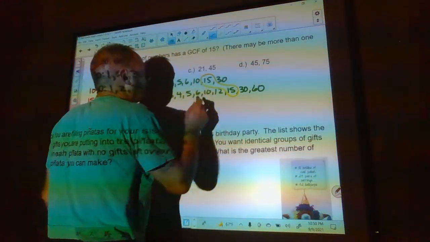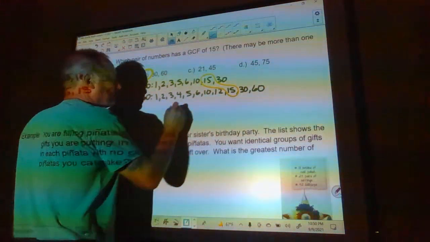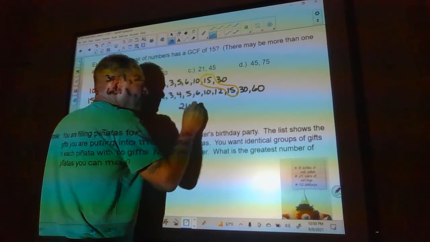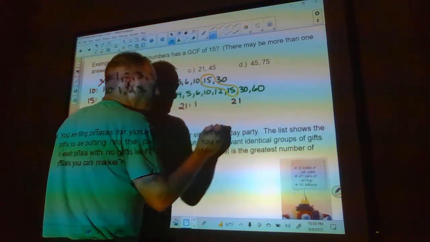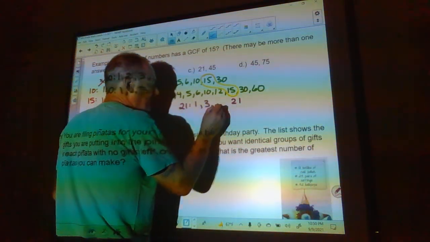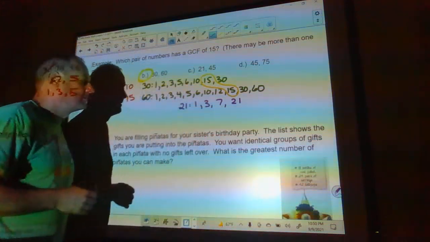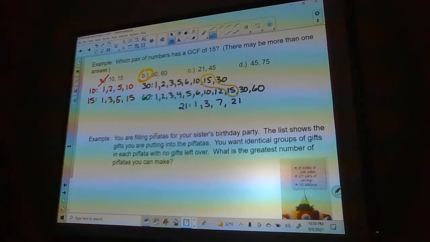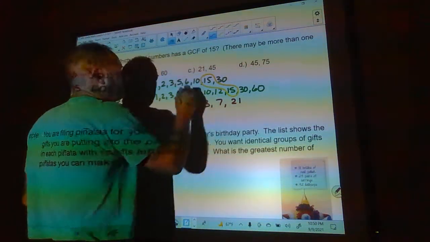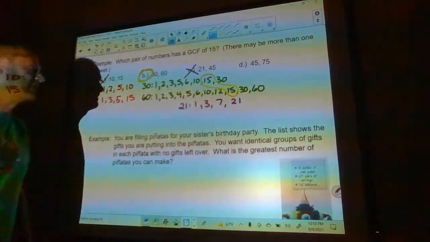Okay. Let's look at 21 and 45. So 21 is going to be 1 and 21, and 3 and 7. So it doesn't even have a factor of 15, so I can just be done with this one because it's not going to have a factor of 15 at all.